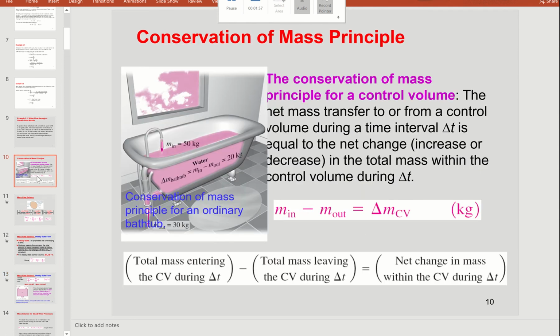First we look at the conservation of mass principle. Here they're using a tub. You have water coming into the tub, and you also have some drainage leaving at the bottom. If the mass coming in is 50 kilograms and the drainage going out is 30, the mass increase in that tub will be 50 minus 30, which gives us 20. That's the change, an increase of the mass inside the tub. So that's the equation: mass coming in minus mass going out is the change of the mass inside this control volume.